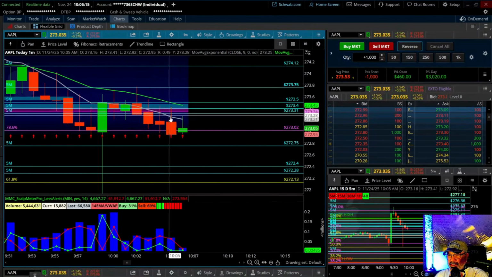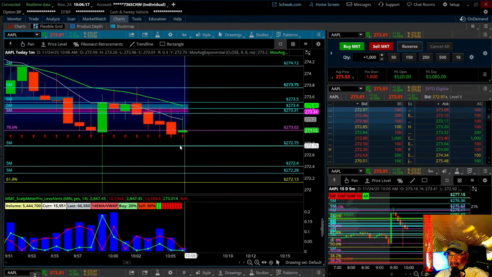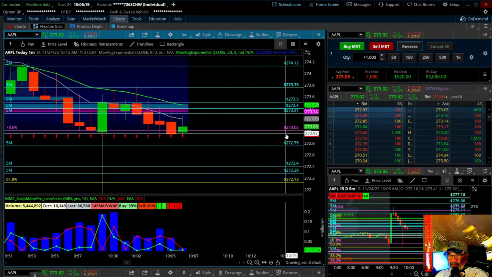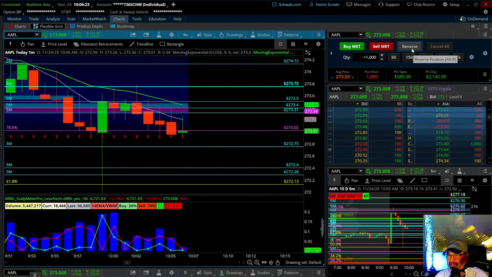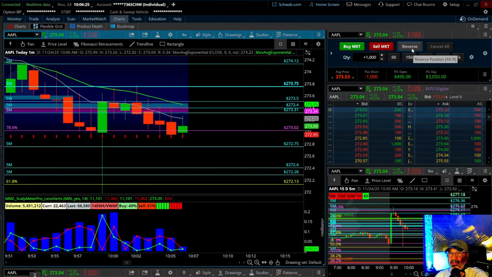But this means it's going to fade further. I'd give it at least to the 75. That's what that market magnet told me. Let's see if it's really going to happen. It's staying pretty firm at 73 even.